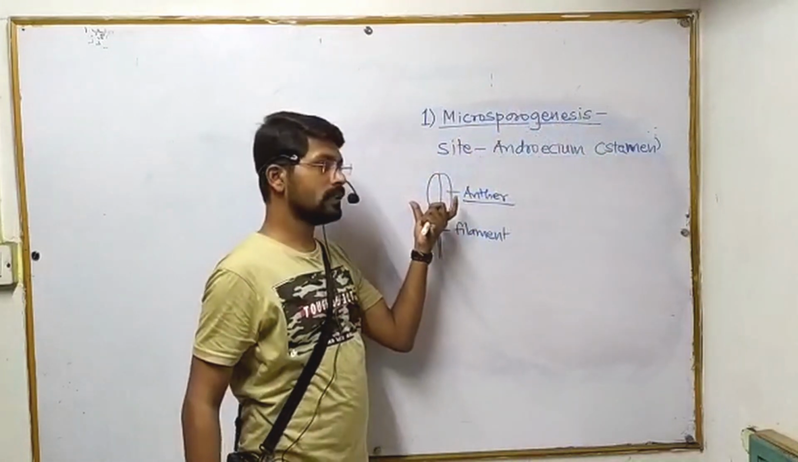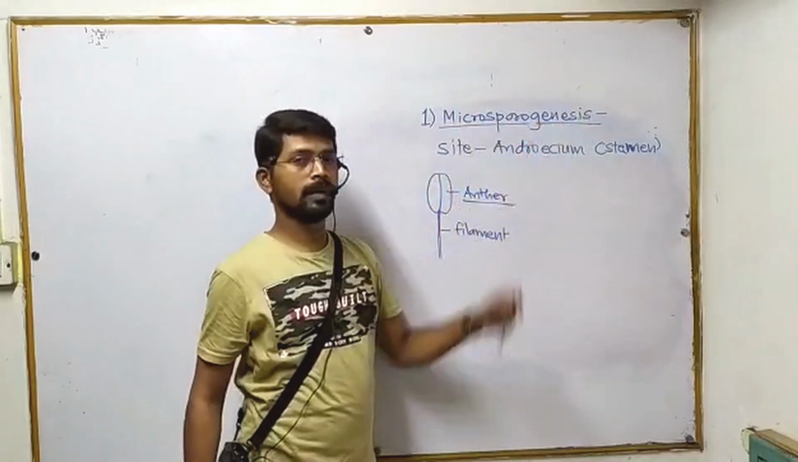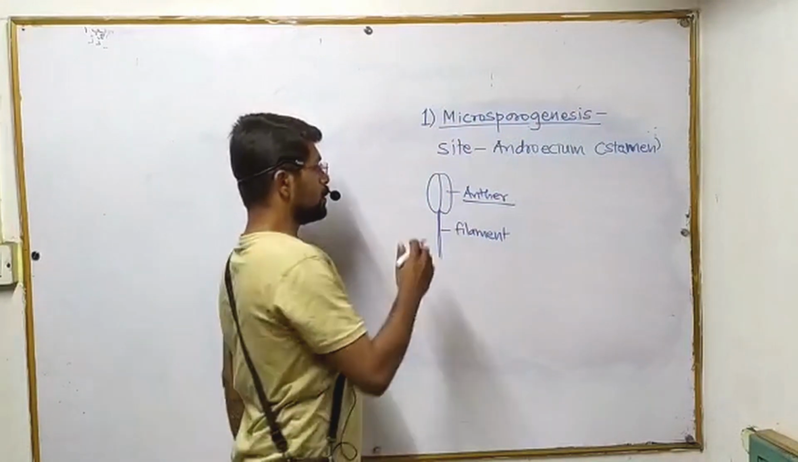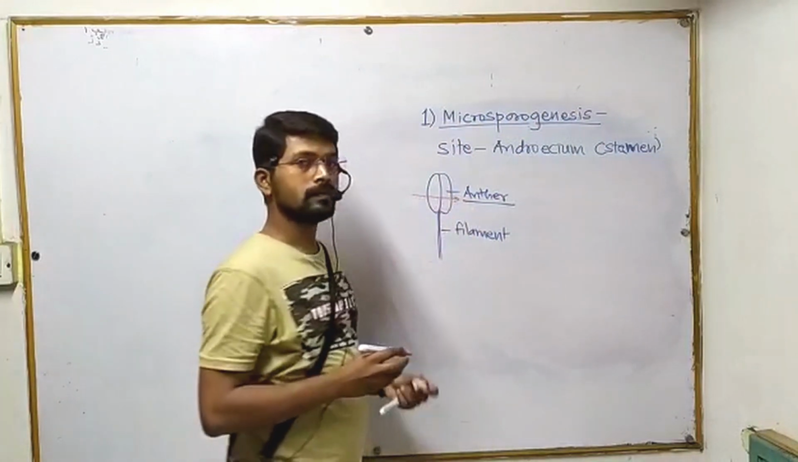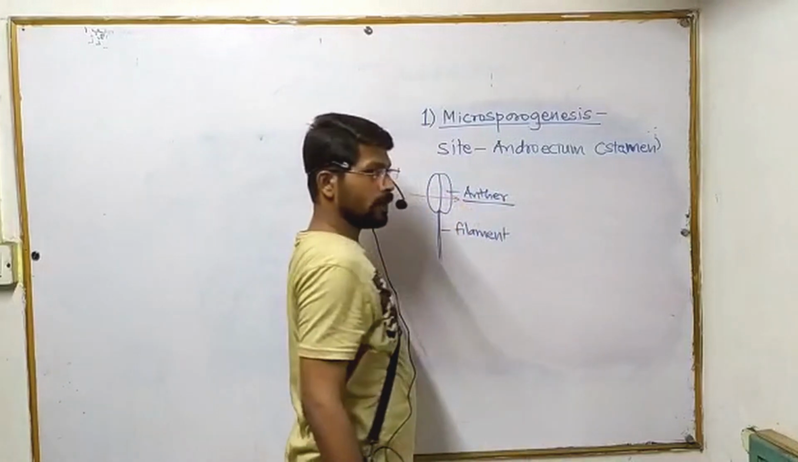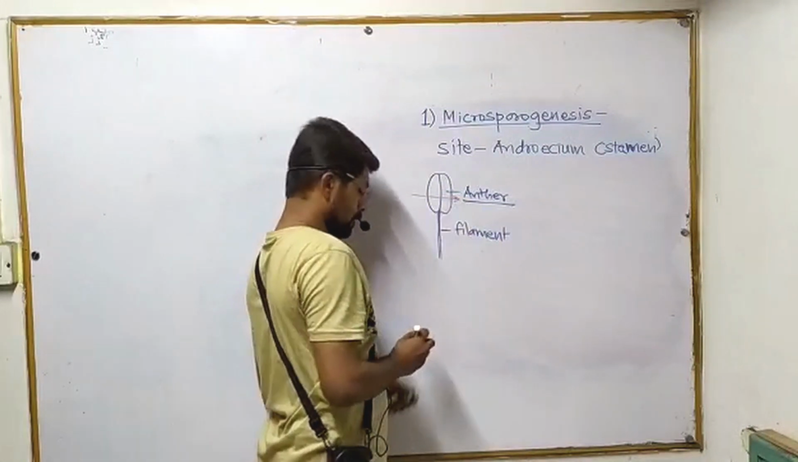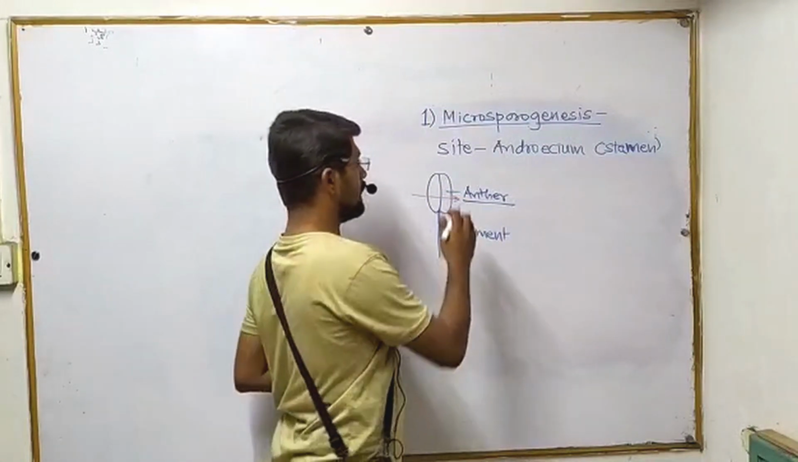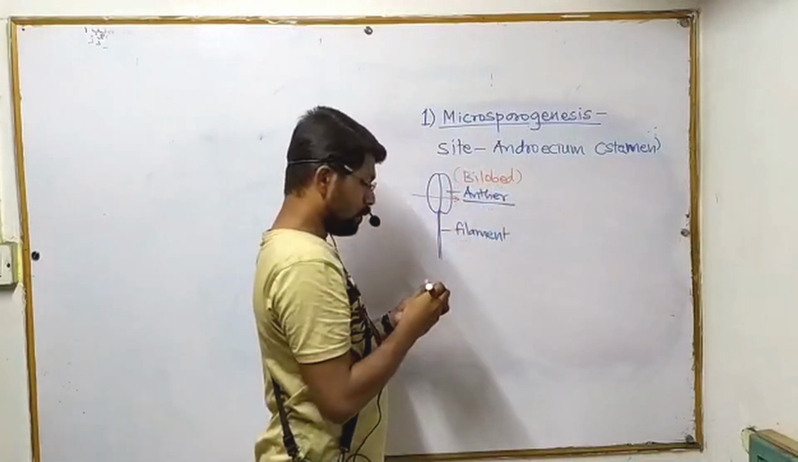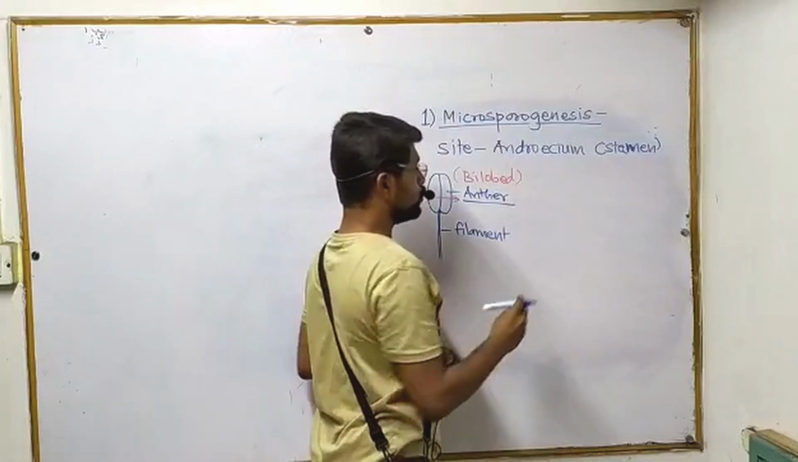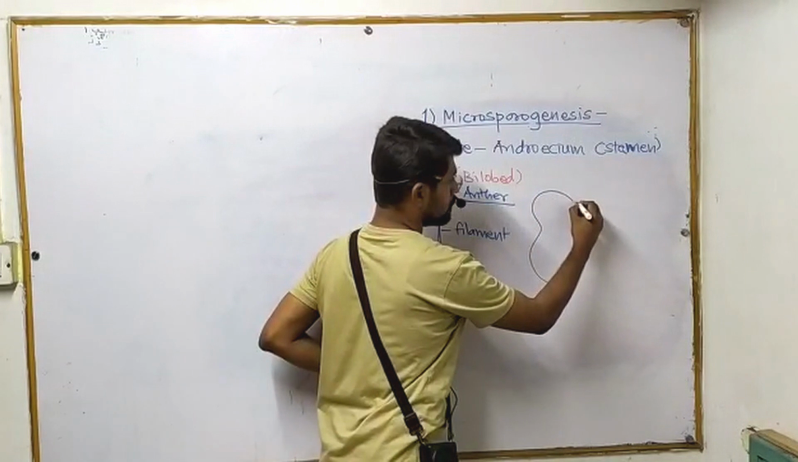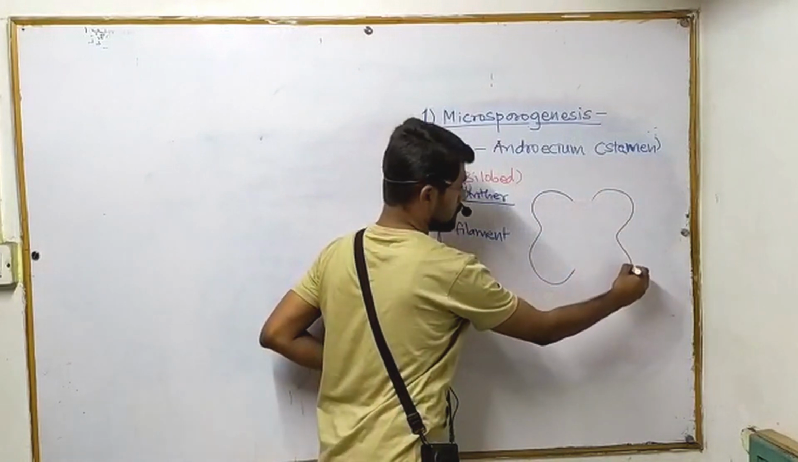So first we have to study the structure of the anther before studying what microsporogenesis is. For that purpose, we have to cut the anther in cross section. So we are going to take a TS of an angiospermic anther. When you cut the angiospermic anther, basically the anther is a structure which is bilobed or dithecous. It has 2 lobes, so it is a bilobed structure. When you cut the anther, it will show you 2 lobes like this. This is the first lobe, and this one is the second.